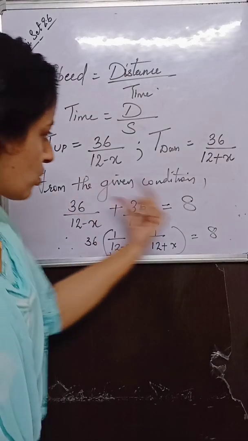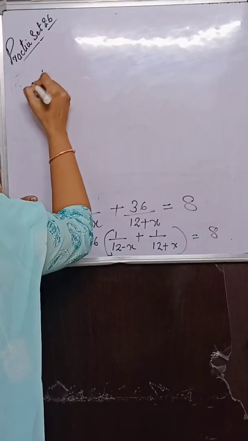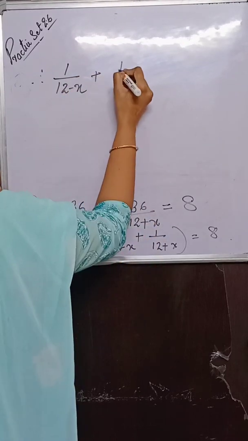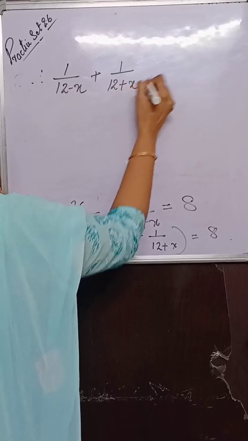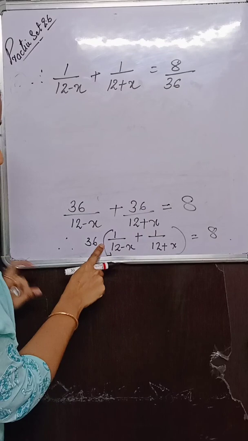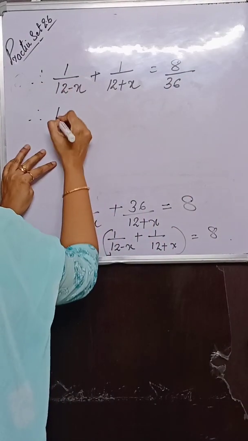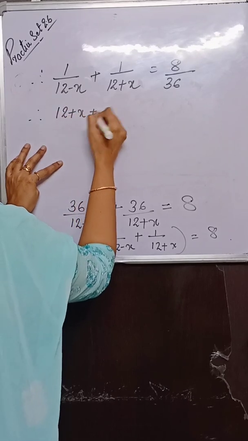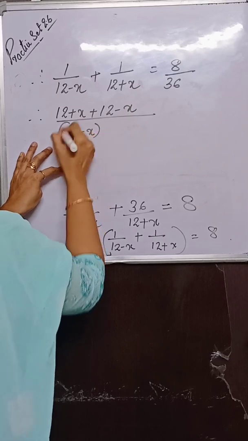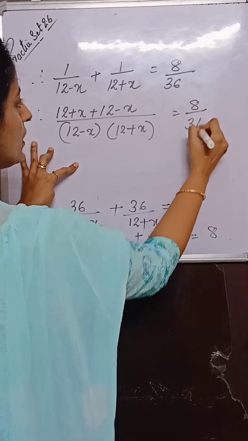This 36 goes to the other side, 8 upon 36. After this step, therefore 1 upon 12 minus x plus 1 upon 12 plus x is equal to 8 upon 36. 36 here it is multiplied, when it comes to the other side, it is upon. Therefore, now I will cross multiply. 12 plus x plus 12 minus x upon 12 minus x into 12 plus x is equal to 8 upon 36.